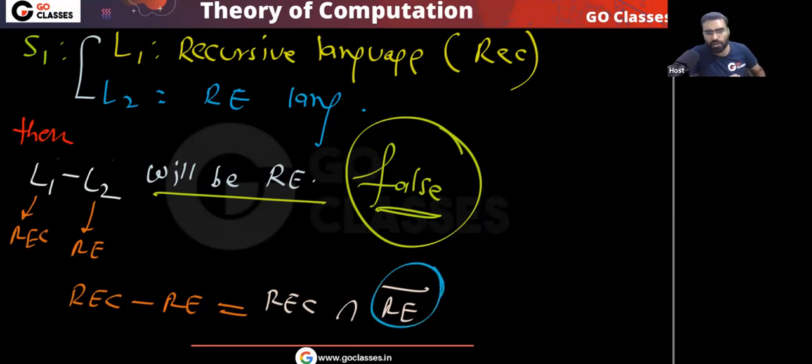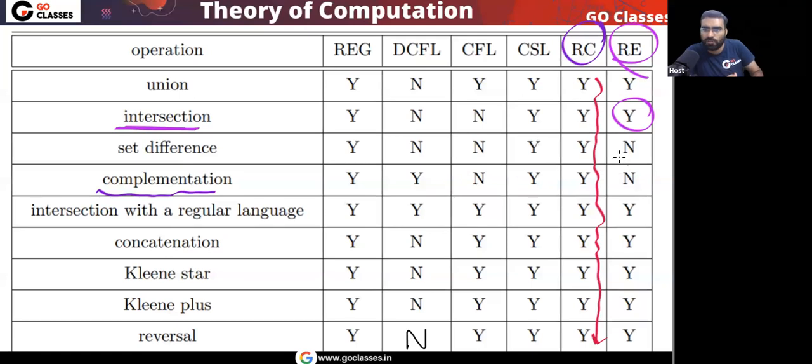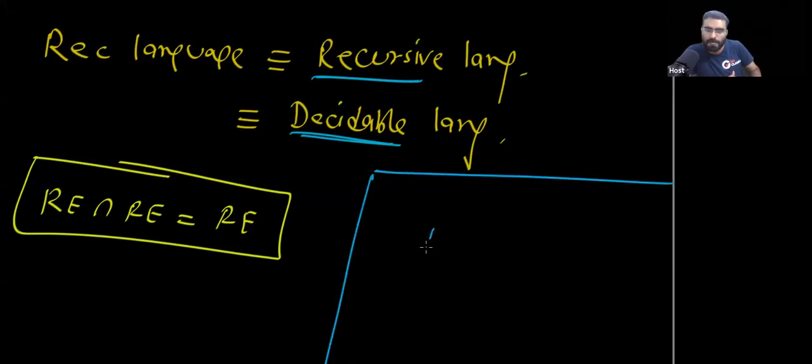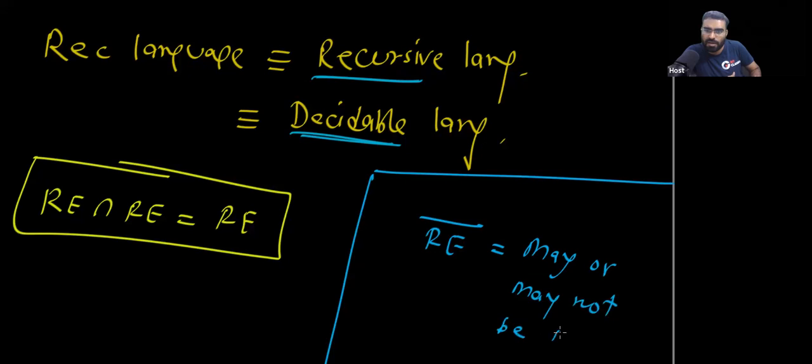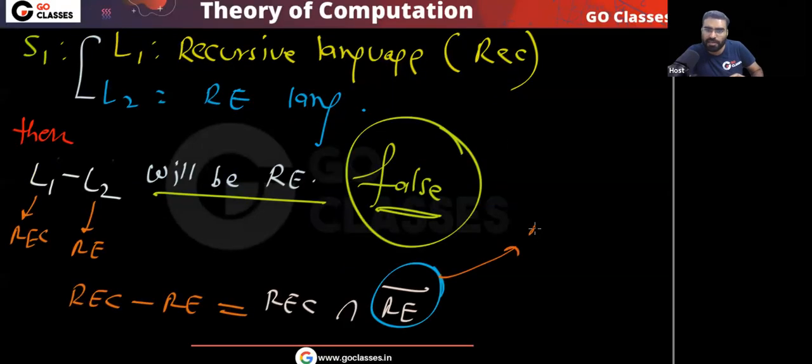RE languages are not closed under complement. You can see the set of RE languages, they are not closed under complement. So RE complement may or may not be RE. Remember, if you have an RE language, its complement may or may not be RE. Is this clear? So this is the reason I can say this may or may not be RE.